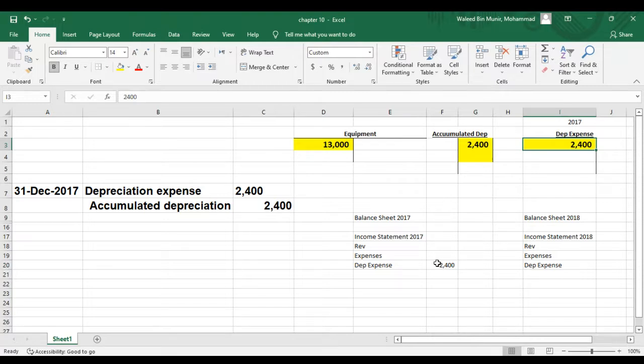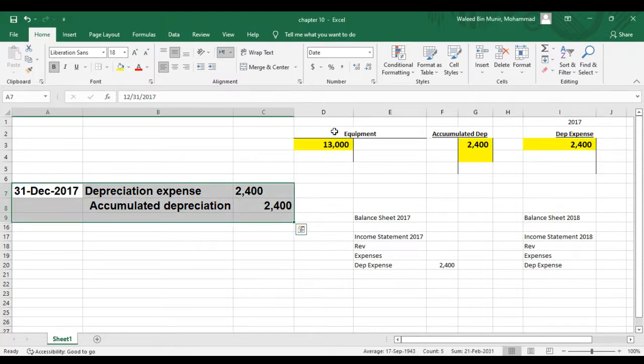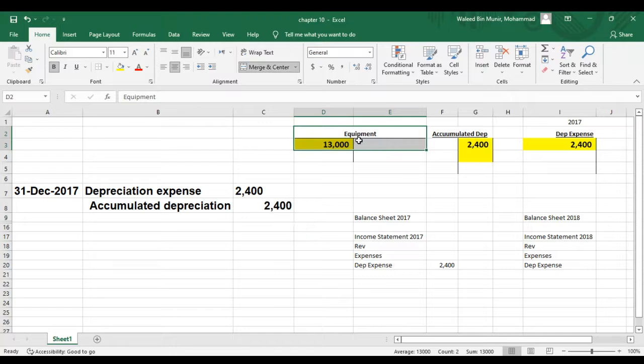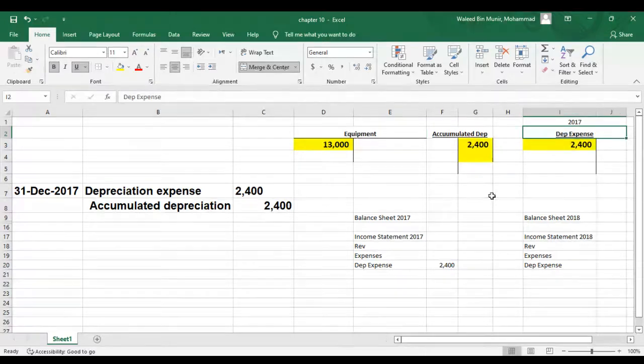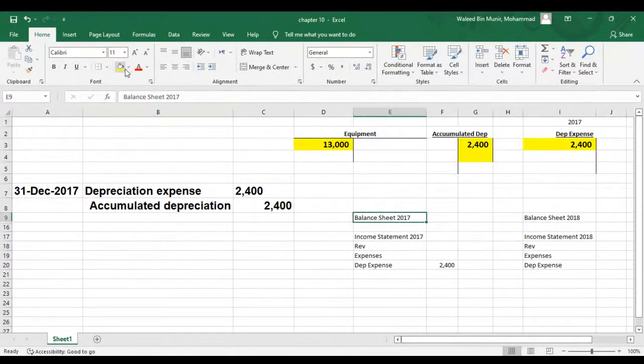Okay, is it clear? Is it clear what I'm doing? Yes, please. Understand, it's very important. You make an entry, then we post it to the T accounts or to the ledger accounts. Equipment is a balance sheet account. Accumulated depreciation is also a balance sheet account. Depreciation expense is an income statement account for 2017. So if I prepare my balance sheet in 2017, this is my balance sheet for 2017.